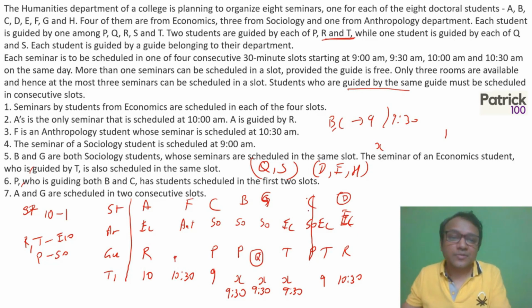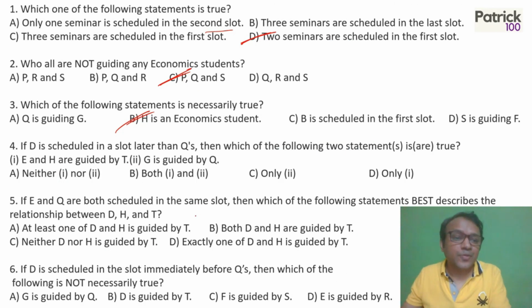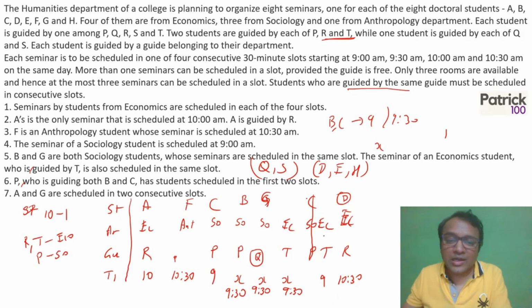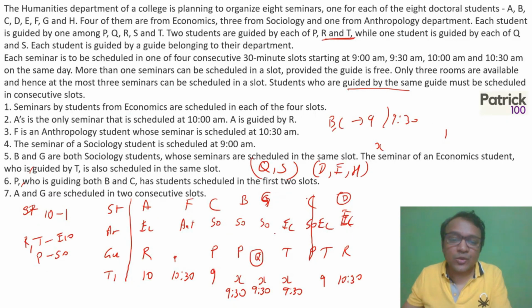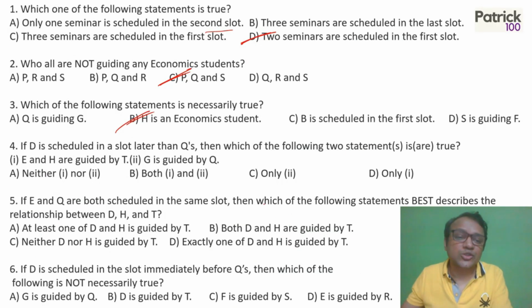So in that case, the answer will be: E and H are guided by T. If you look at it, E and H are guided by T, yes, the first is true. G is guided by Q, yes, that is also true. So both become true, so both 1 and 2.